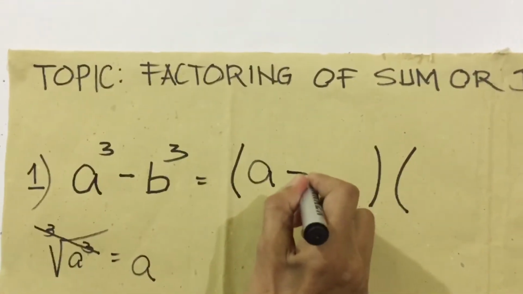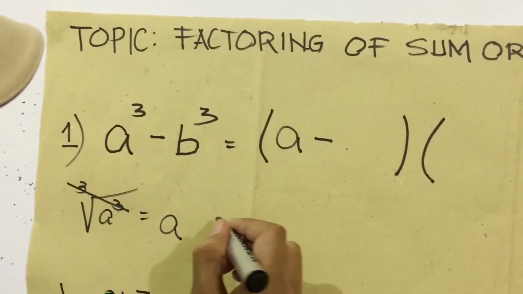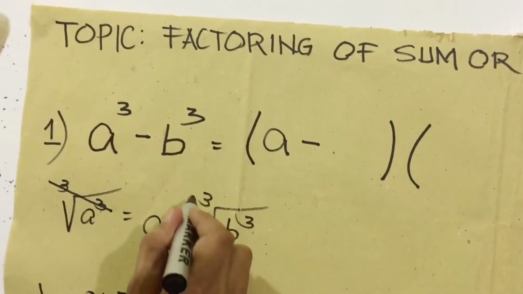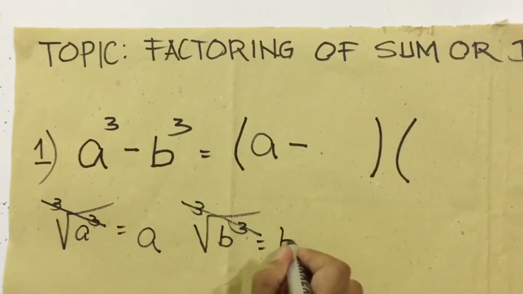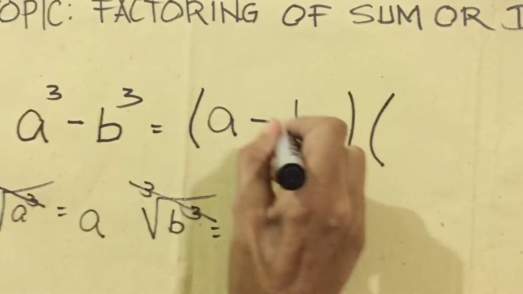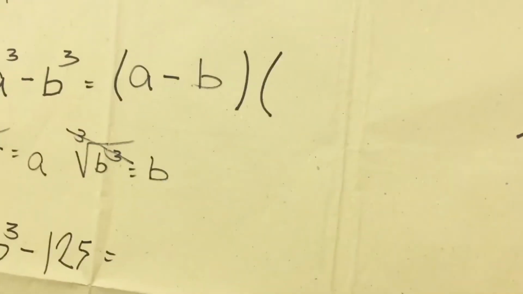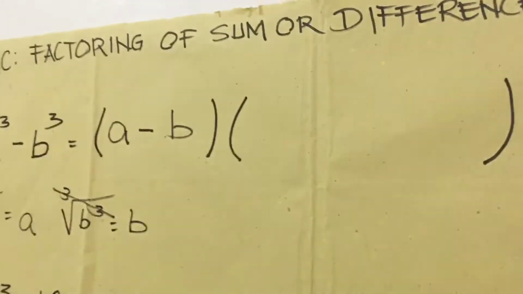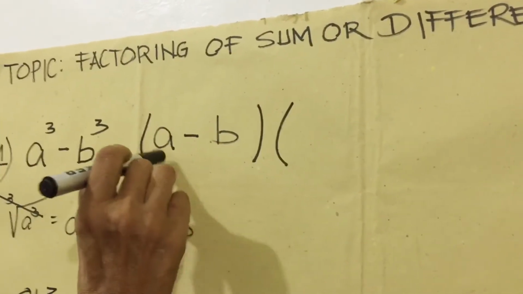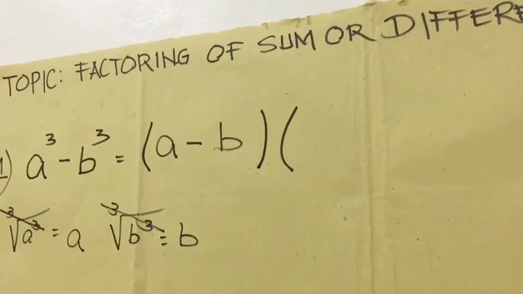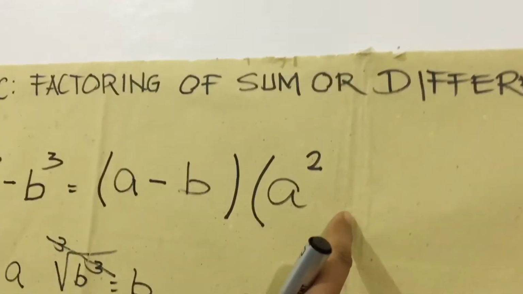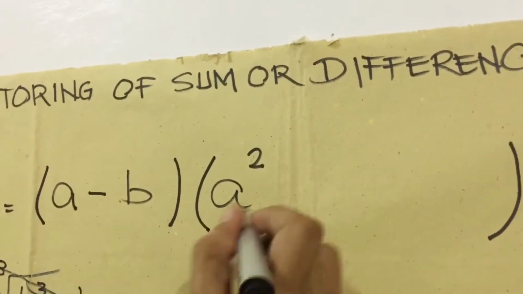Negative, just only copy. Next, find the cube root of b cube. The same process, we cancel that and the remaining is b. So b is now our answer for that. And then next step, for finding the trinomial factor, we square the first term of a. A times a equals a squared. And for the second term, if this is negative, reverse to positive.